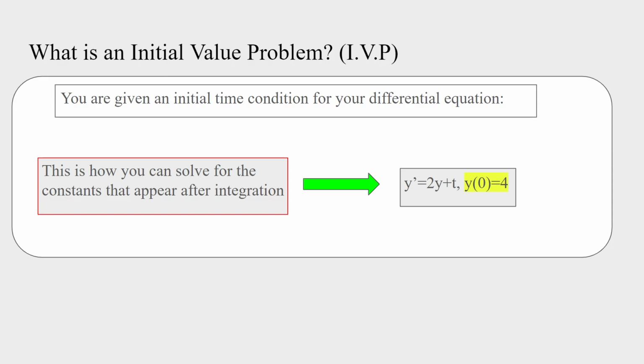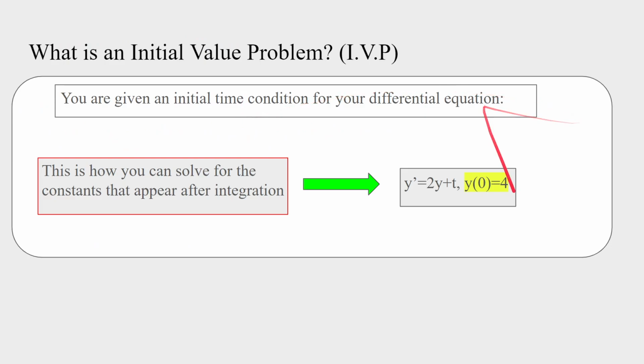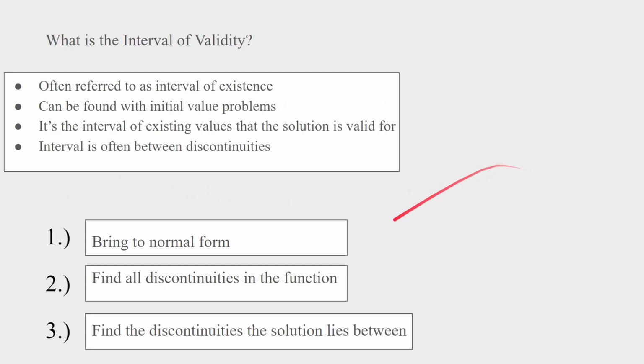And let's get right into that. What is the interval of validity? It's often referred to as the interval of existence. These are the same things. And it can be found using initial value problems, or the initial value information, like we got on the last slide. We need this to figure out the interval of existence. And it is basically going to be the existing values that the solution is inside of. It's going to be an interval, quite a literal interval.